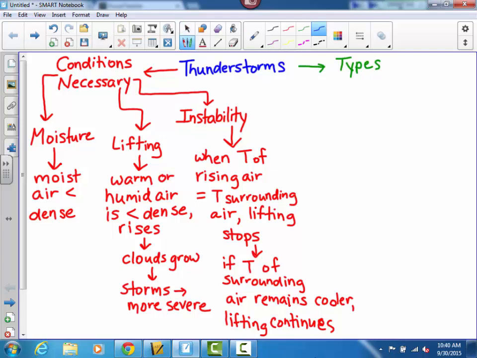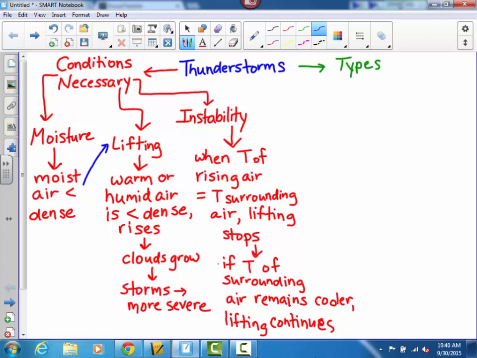We can make a couple of connections within these three conditions. We know there's three things that you have to have for a thunderstorm to occur. You have to have moisture, you have to have lifting, and you have to have instability. But the moisture causes the lifting. Moisture is one thing that causes lifting.